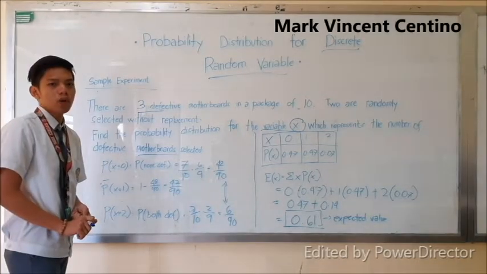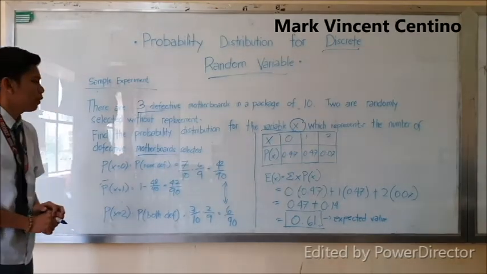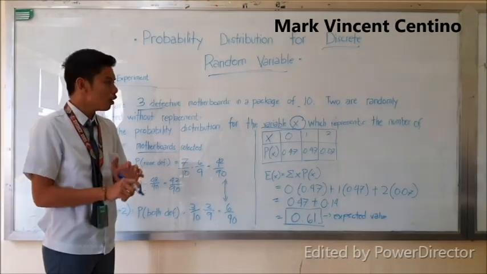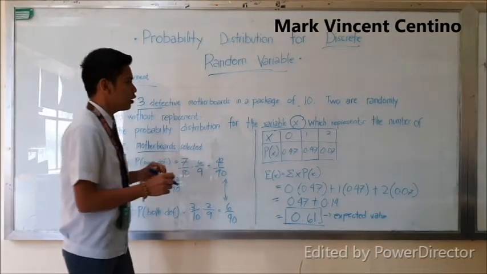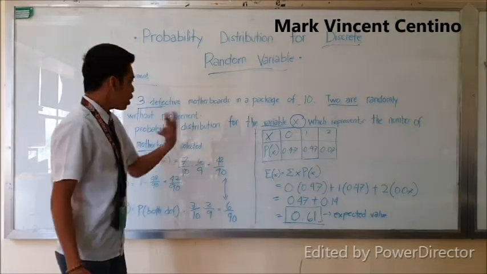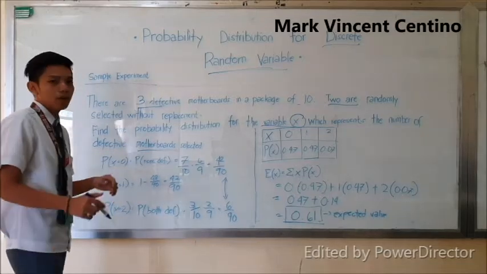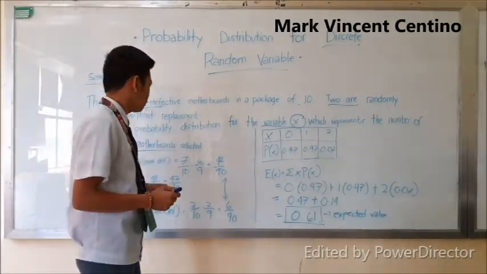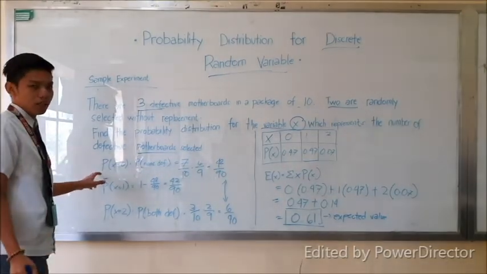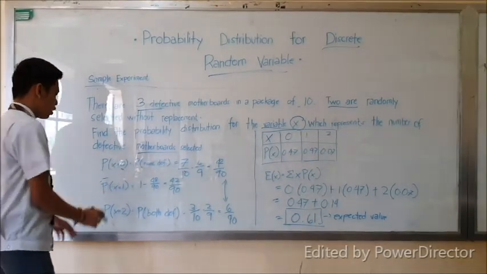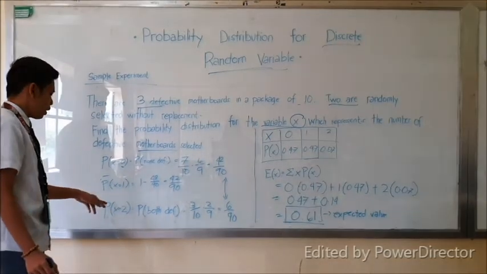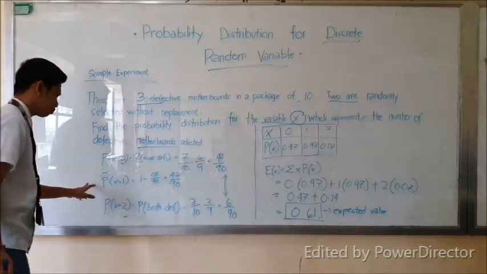So, the first step is to analyze the sample experiment. Here, we can easily conclude that the maximum value of x is 2, since we will only have 2 chances to randomly select a defective motherboard without replacement. So we'll put it this way: P of x equals 0, x equals 1, and x equals 2.